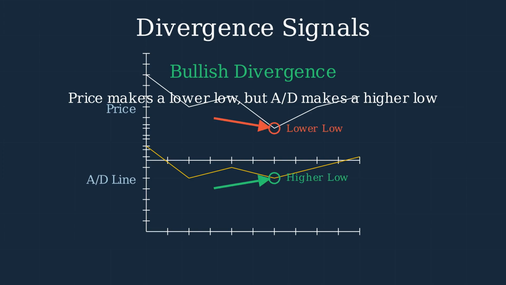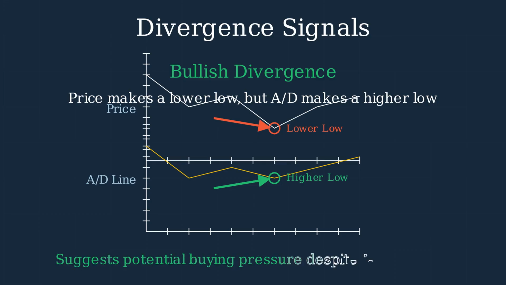Notice these key points. The price creates a lower low, but the AD line makes a higher low. This divergence suggests underlying buying pressure despite falling prices. This bullish divergence suggests accumulation is happening behind the scenes, potentially leading to a trend reversal and price increase.